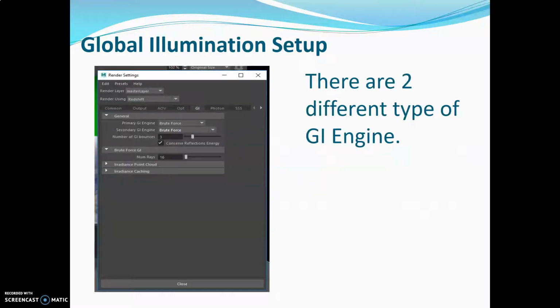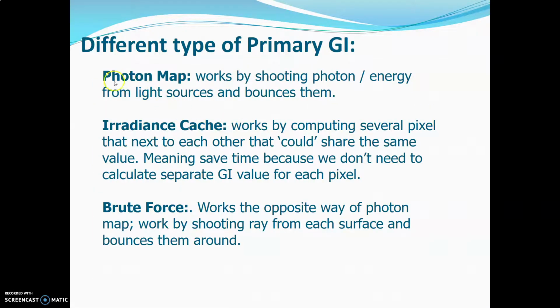In Redshift, there are two types of GI setup. They are using the primary GI engine and the secondary GI engine. Let's talk about the first one, the primary GI. We have 3 different types: the photon map, the irradiance cage, and the brute force.